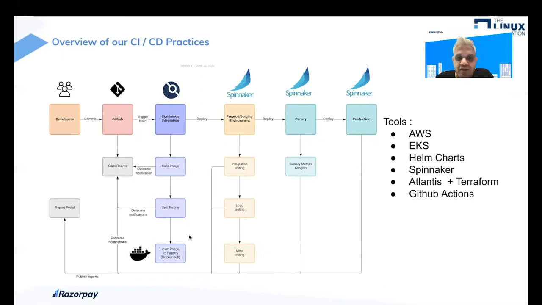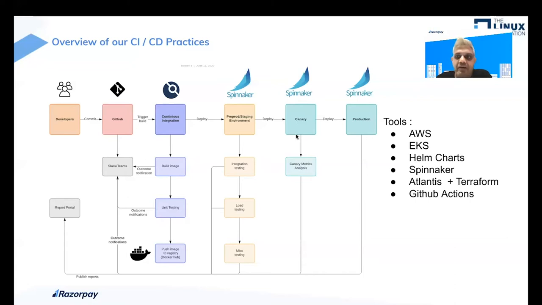Once the images are available, a developer would be able to deploy their code on a pre-prod environment. We use Spinnaker as a continuous deployment tool. Spinnaker, for those of you who do not know, is an open source platform created by Netflix. In Spinnaker, we run a bunch of tests, whether integration tests, performance tests or any other tests. And once the developer is satisfied with the test run, they go on to deploy their code onto a Canary infrastructure in production.